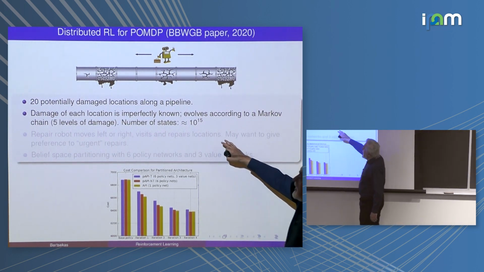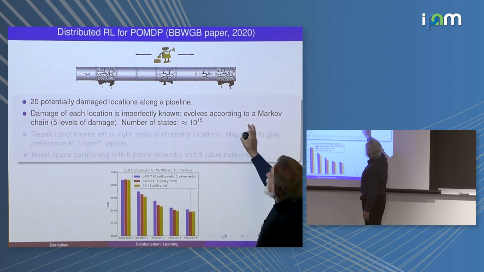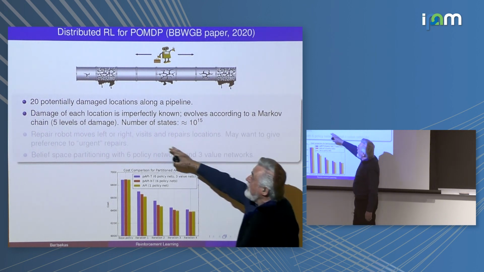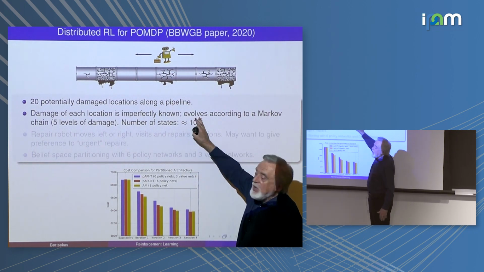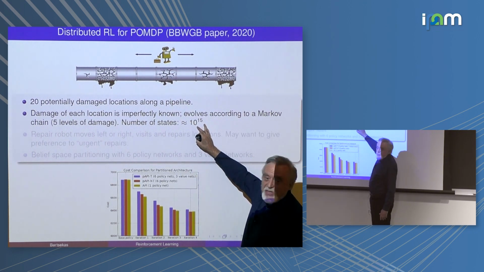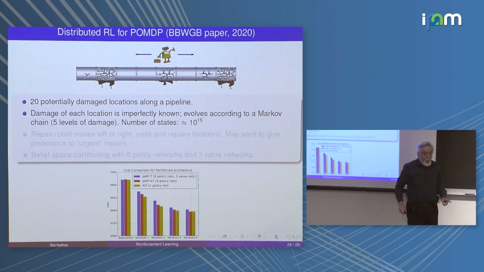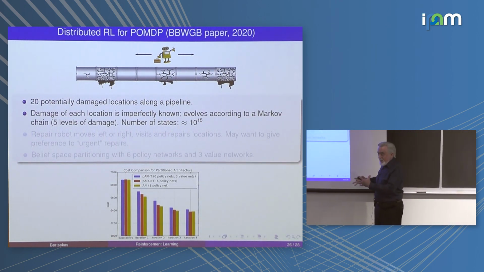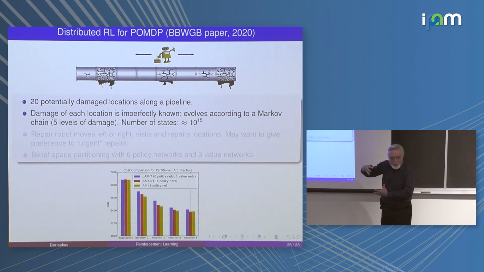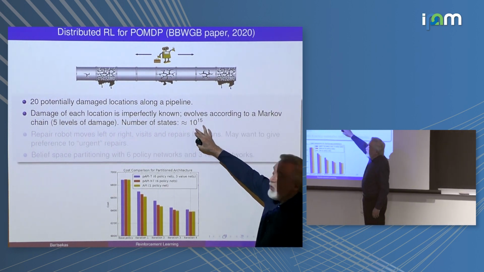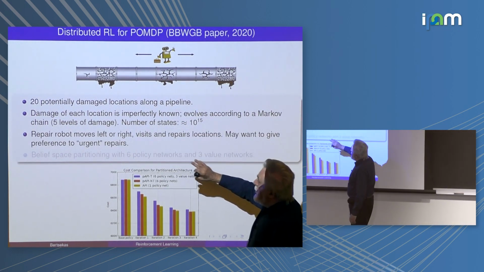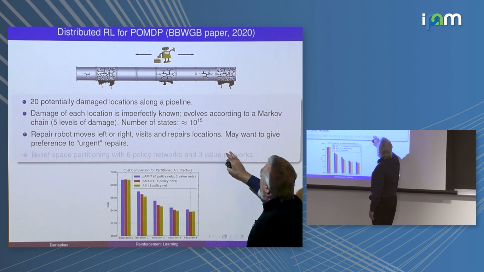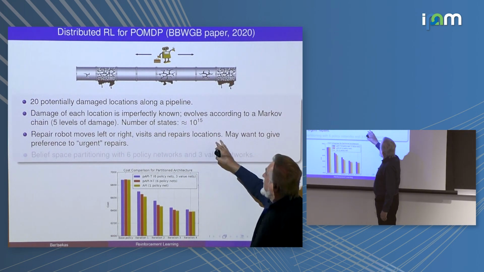So the state evolves according to a Markov chain. There are 5 levels of damage, 5 to the 20 states here. And the total number of states of this POMDP is 10 to the 15, it's astronomical. Of course, the real state of the problem is much bigger. It's the belief state space over these 10 to the 15 states. So the repair robot moves to the left or to the right, inspects locations and repairs them.